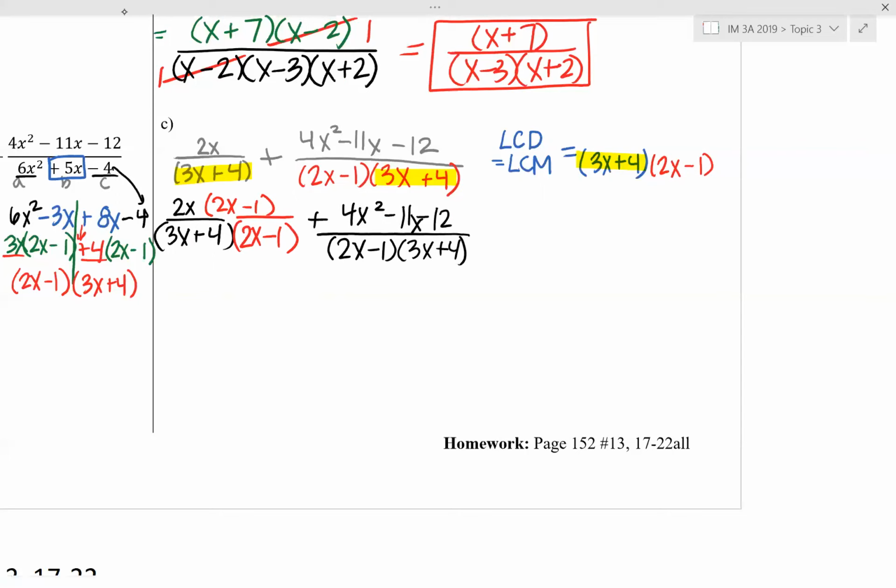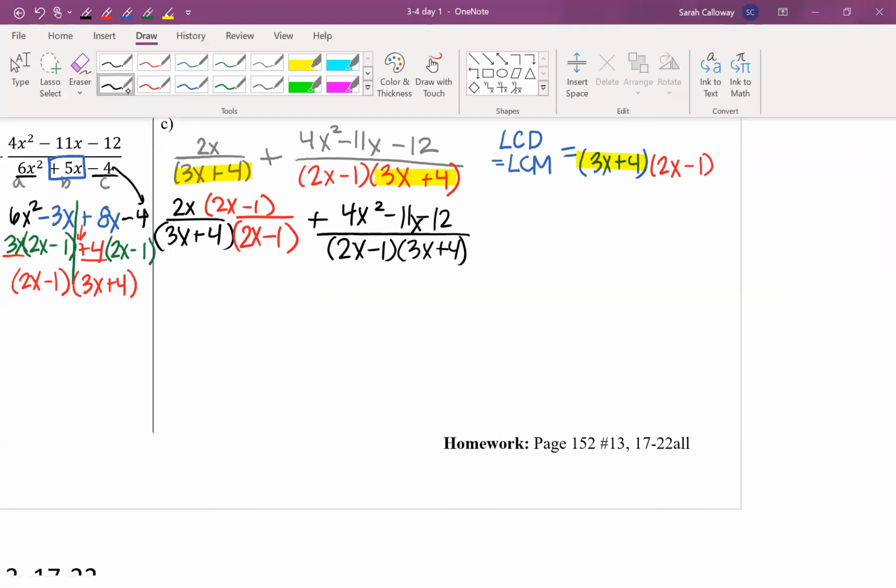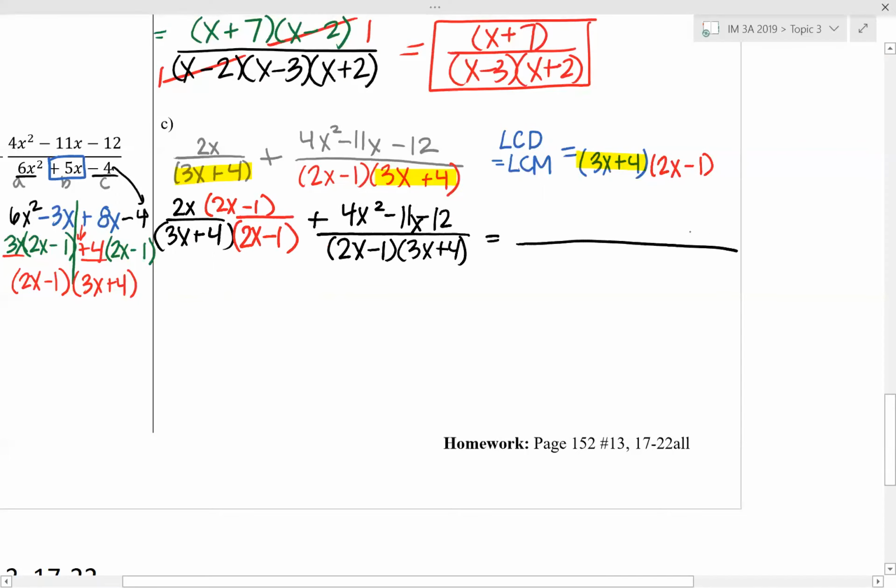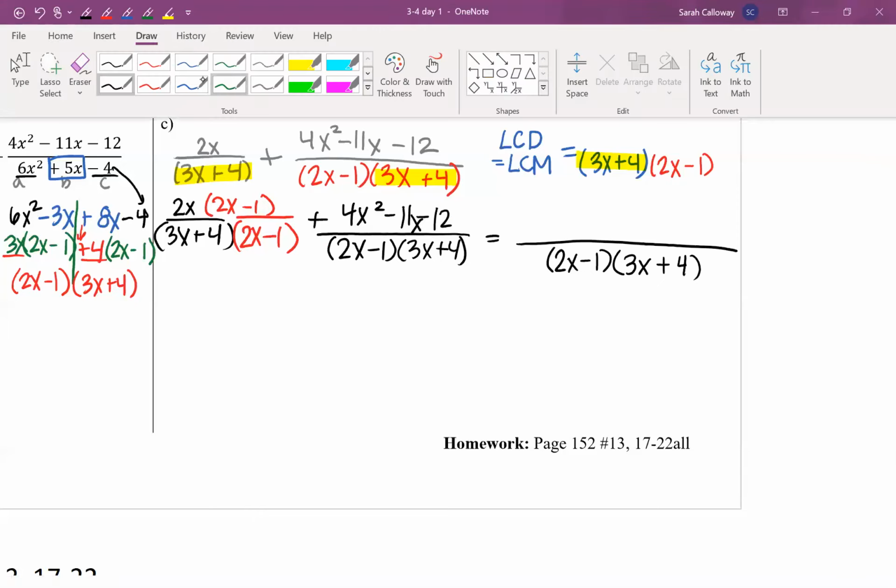So what I need to do in order to write these together as a single fraction is simplify my numerator. I'm going to leave my denominator factored throughout the whole process. I'm never going to multiply this out because my ultimate goal is to be able to cancel out a factor if something is also a factor in the numerator.